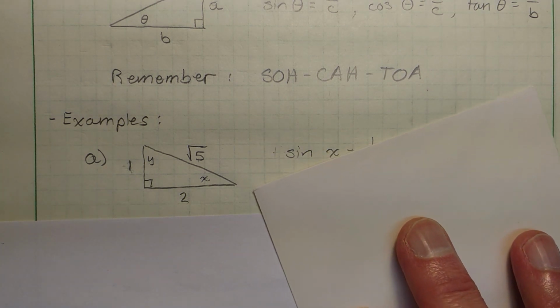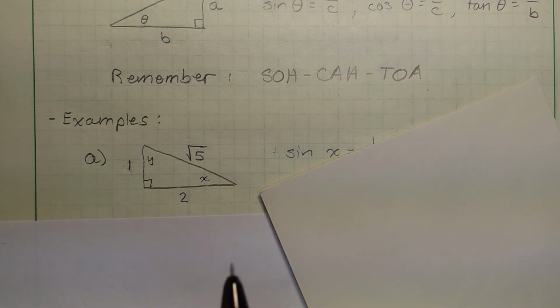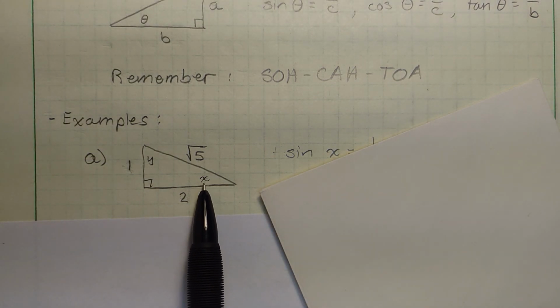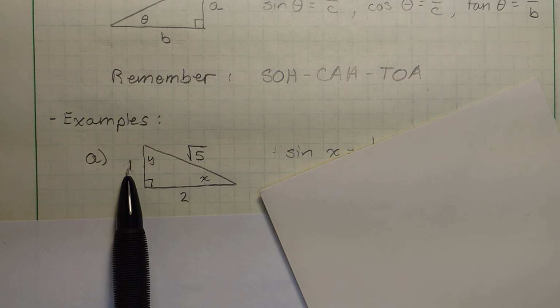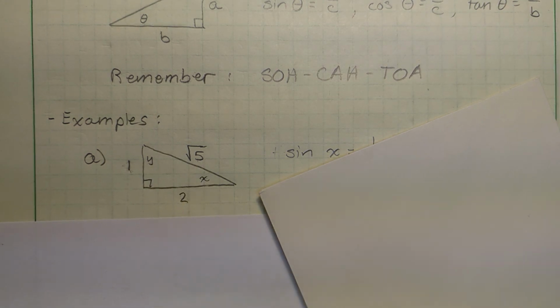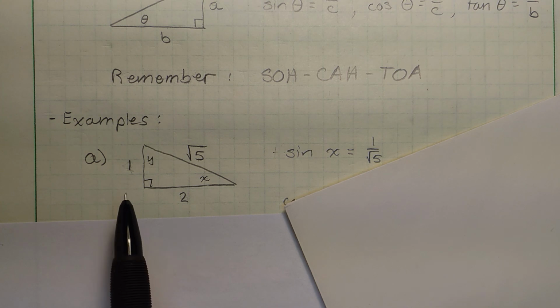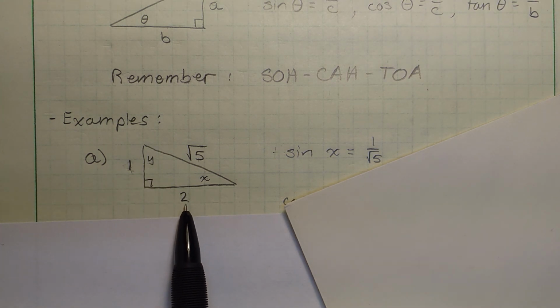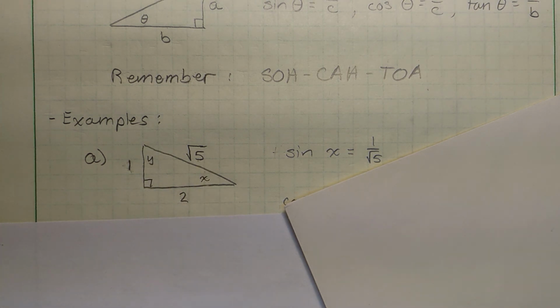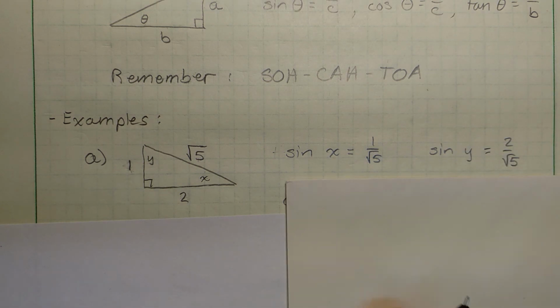So first we're going to look at the sine of X. So I look at this angle X. The sine is going to be the opposite side, 1, over the hypotenuse, radical 5. So the sine of X is just 1 over radical 5. And then we'll look at the sine of Y. So looking at Y, the opposite is 2. The hypotenuse is radical 5, so the sine of Y is 2 over radical 5.